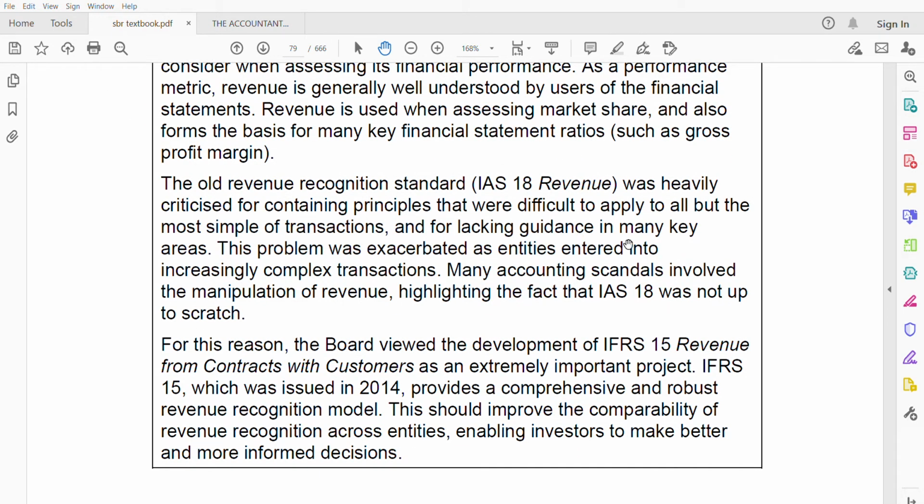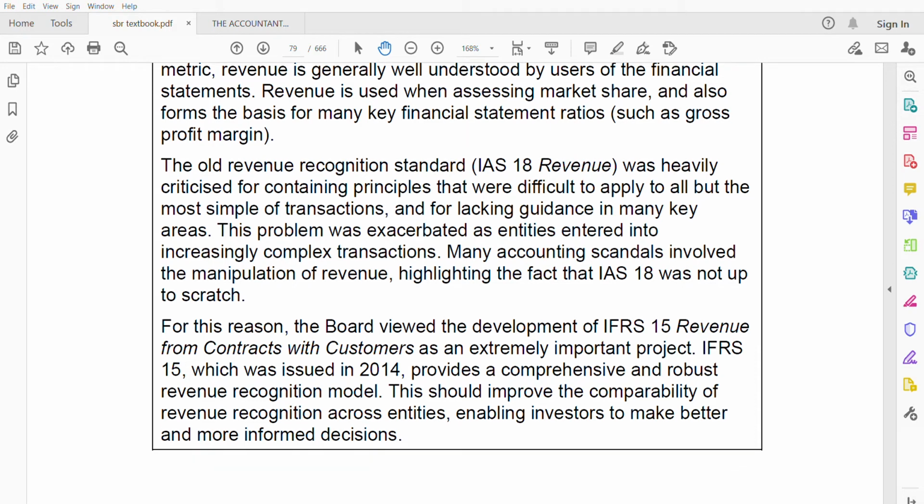Before, we had IAS 18 dealing with old revenue recognition. Because this was criticized heavily, they have come up with IFRS 15, a new standard. IAS 18 was not simple compared to IFRS 15, and also guidance was not there. There was so much lack of guidance in many key areas. So that's why they have changed to IFRS 15. But they will not ask you about IAS 18, so don't worry. It is just for some of you who want to understand why it was changed, because there were some issues with it. So they have come up with IFRS 15.